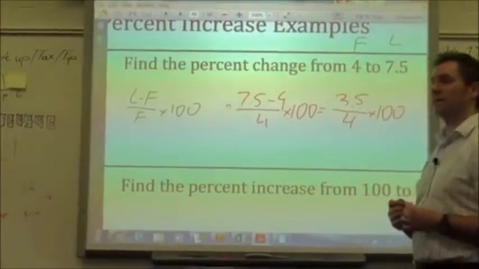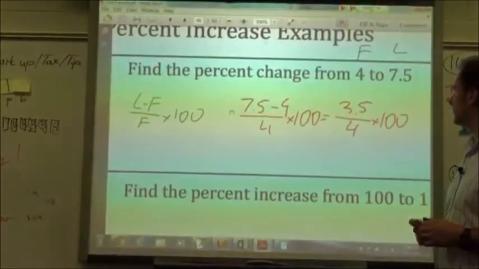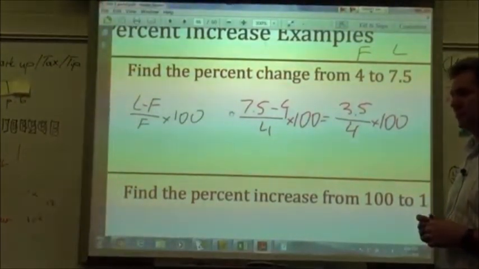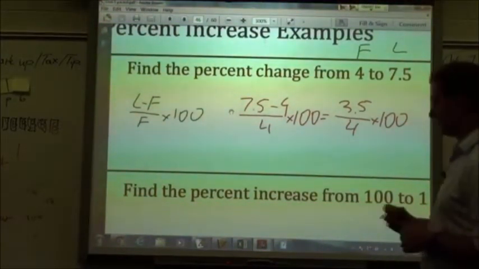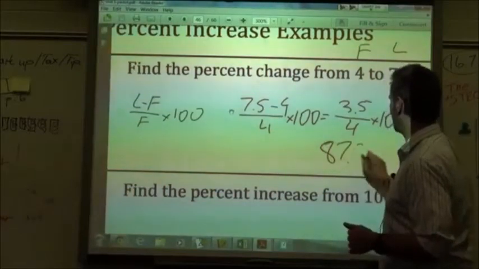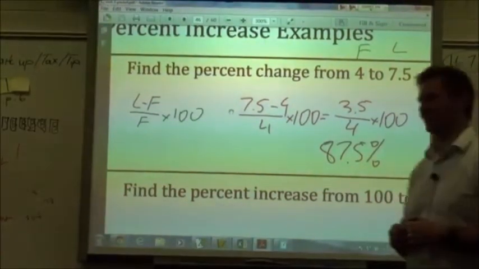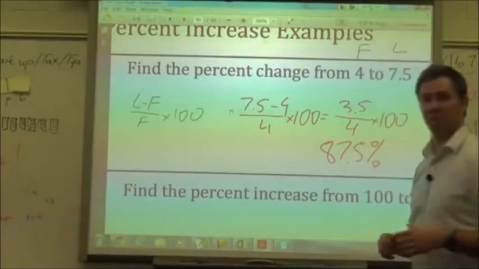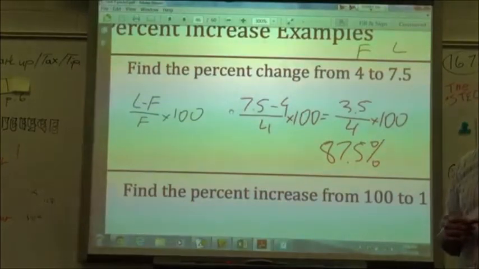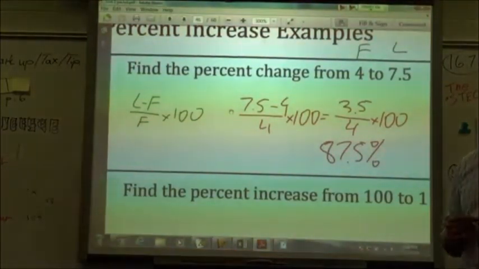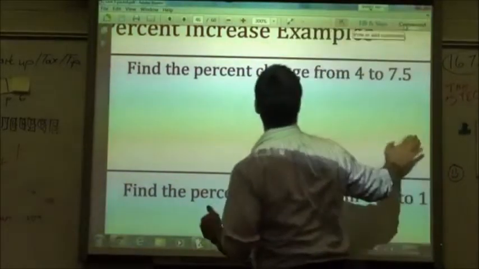Whoa. You said, so 7.5 minus 4, and then that divided by 4, and that equals 87.5%. Yes, 87.5%. That's your first problem. So was that increase or was that decrease? Increase. That was increase. Very nice, ladies and gentlemen. Let's go to number 2.